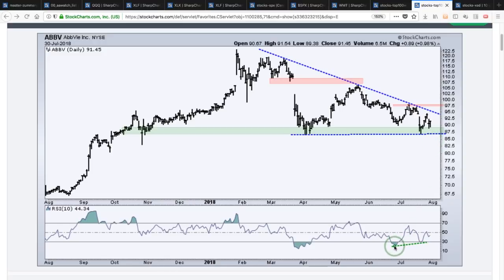And you can see that RSI has a small positive divergence. I don't use those very often. I think the chart says enough. I don't need RSI for that. But you can see it's holding the 30 area on that pullback. So a break above 70 would be bullish for momentum on AbbVie.